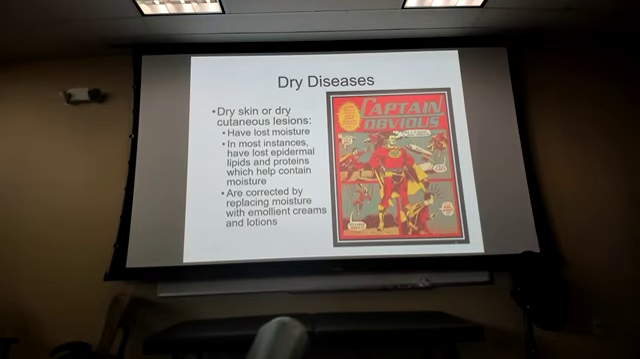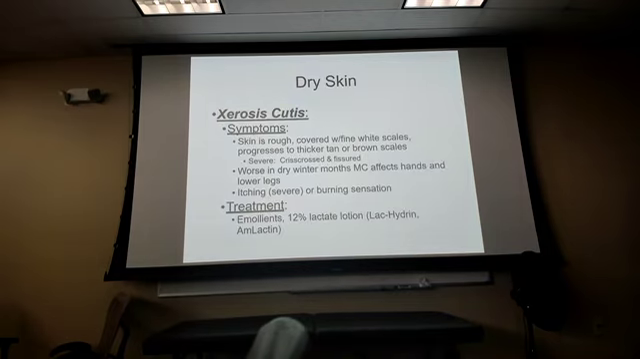Dry disease, okay, we get those cutaneous lesions, can have moisture. In most instances, it can lose epidermal lipids and proteins which help contain moisture, so that moisture isn't trapped in those areas. It's out and flying away. We need to replace that moisture with emollient creams and lotions. Again, those are part of the vehicles that we're going to get into towards the end of this slide deck.